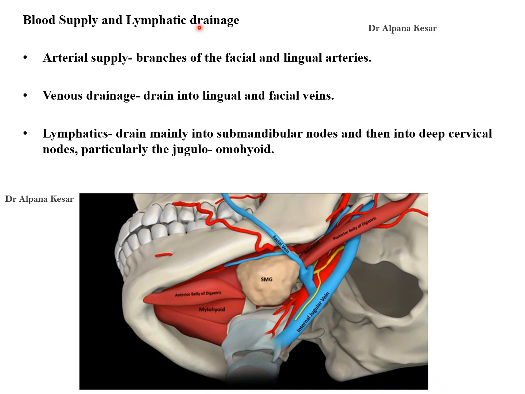Blood supply and lymphatic drainage of the submandibular salivary gland. Arterial supply to the submandibular salivary gland is by the facial and lingual arteries. Venous drainage will be into the accompanying veins, that is, the lingual and the facial veins. Lymphatic drainage is into the submandibular group of lymph nodes, and from there the lymphatics will go into the deep cervical lymph nodes, especially the jugulo-omohyoid lymph nodes.